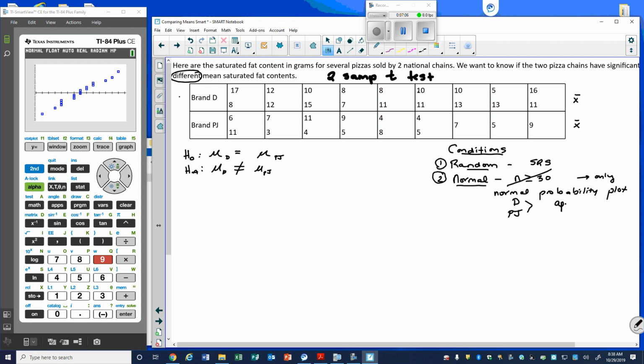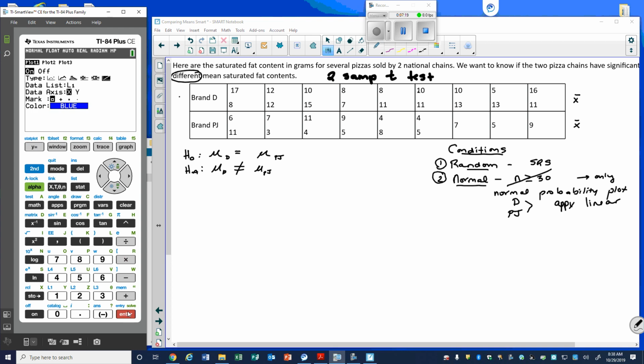So all I would need to note here is that for the D, and I'm going to put approximately linear right here, but I'm going to also do this for PJ because they both need to be approximately linear. So I'm going to go back to second y equals, choose number 1 again. It should already be turned on and the last graph chosen, but I need to change my data list to L2. So I'm going to hit second 2 to do that. And now when I hit zoom 9, this one also appears to be roughly linear.